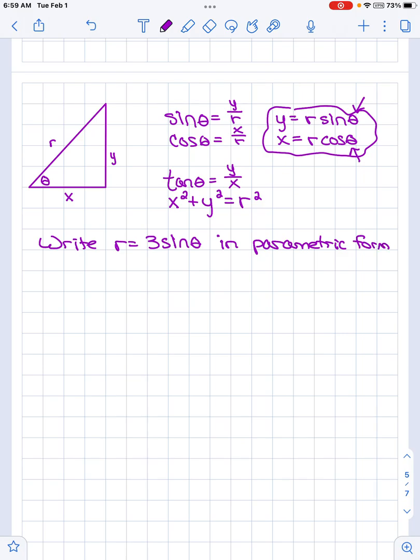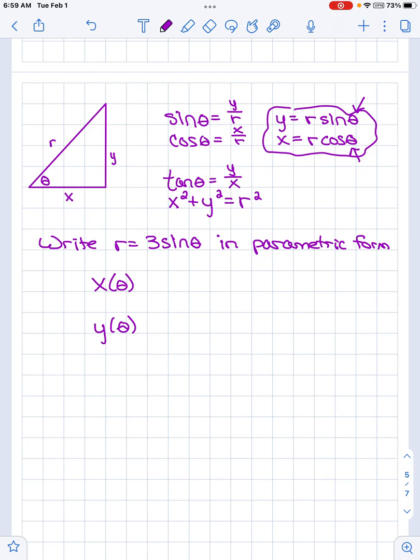Okay, so if I'm going to write r equals 3 sine theta in parametric form, I'm asking what is x going to be as a function of theta? So we'll just write it as x of theta. And what is y going to look like as a function of theta? So as y of theta.